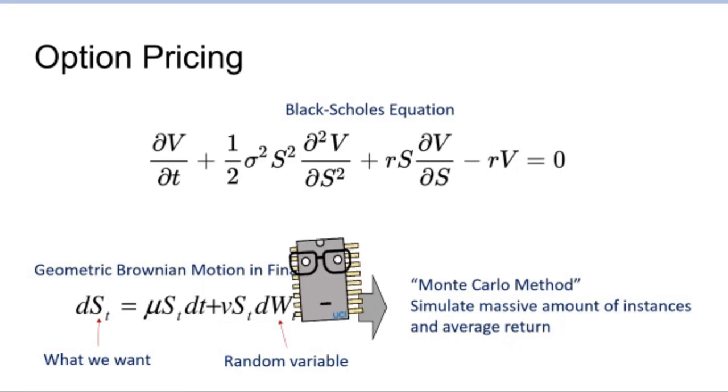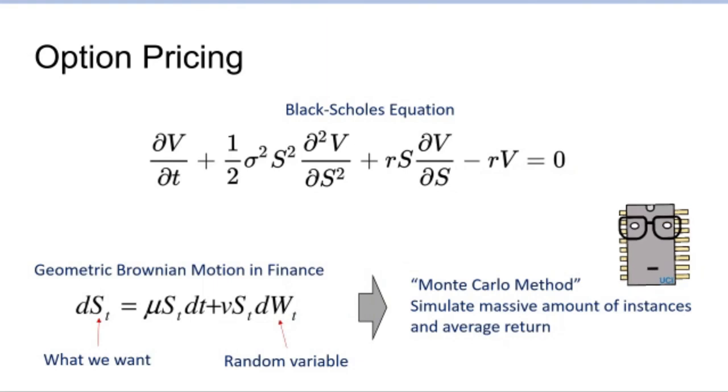If we create a massively large set of random variables, which hopefully are representative of the actual market, and we simulate all of those and look at the distribution of how these simulations end up, then maybe we can get a sense of what is the likely cost of this asset at a particular given time.